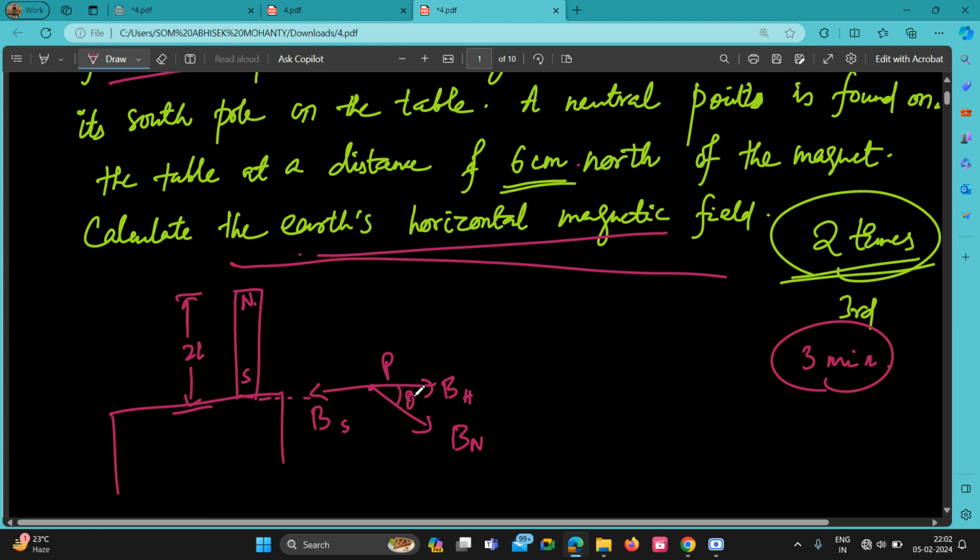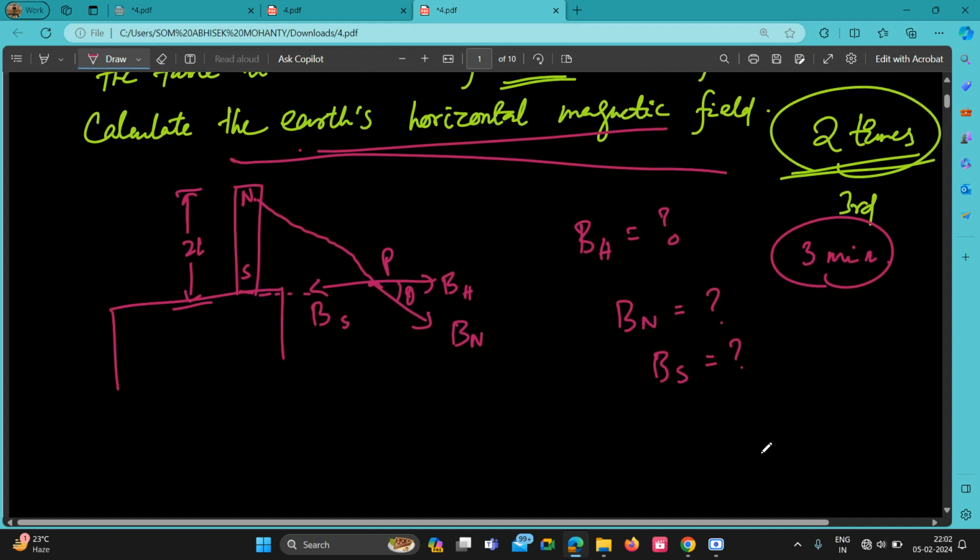This is making an angle theta here. It's a straight line. The length is 2L. So what is the question? You need to find the Earth's horizontal magnetic field BH. First, what do you need to find? First, you need to find BN and BS. All right, let's try to find BN and BS first.